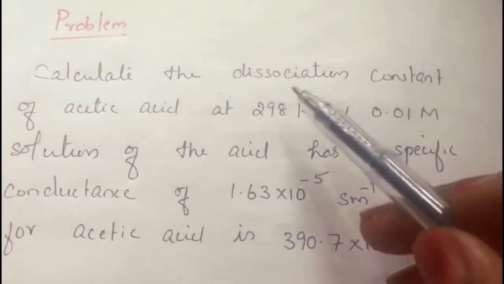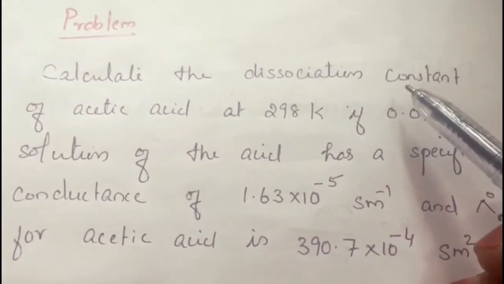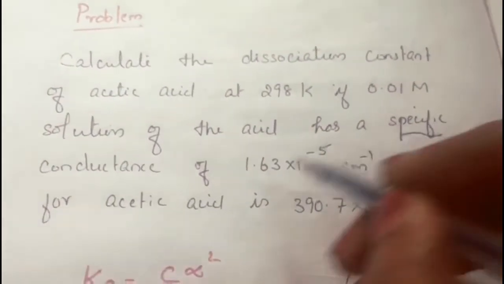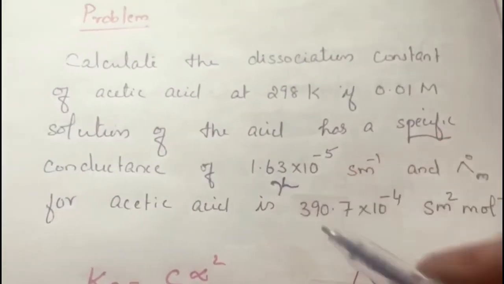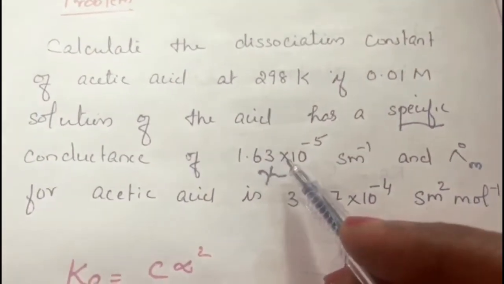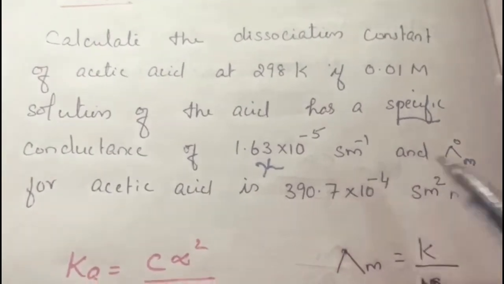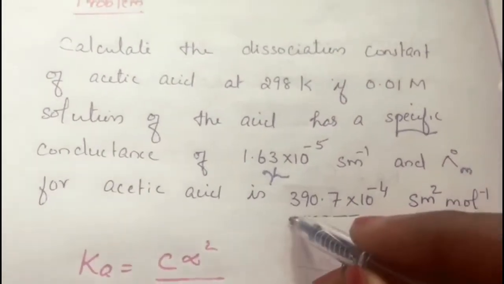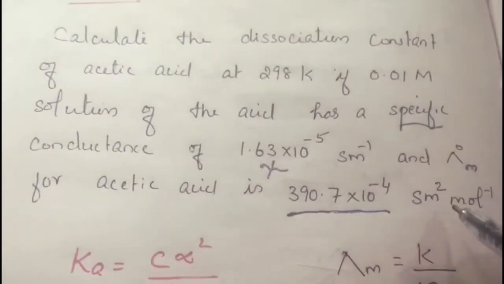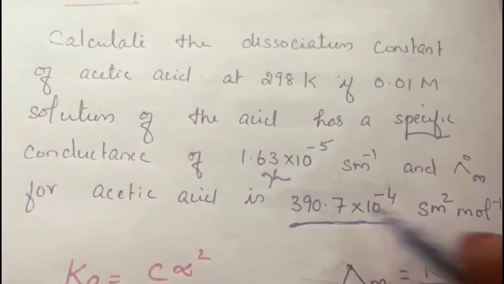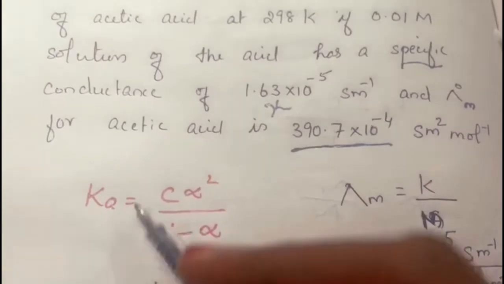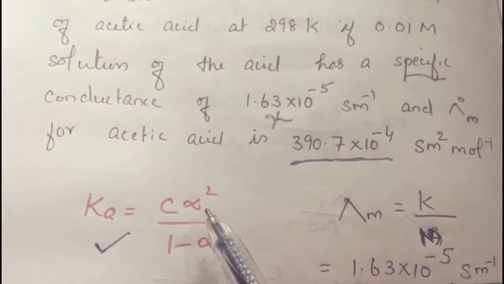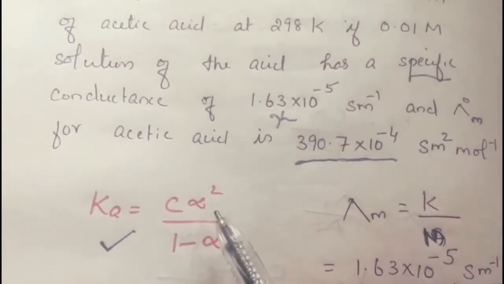In this question we have to find out the dissociation constant, that means Ka. How to find it out? So what is given here? Specific conductance, that means kappa, is given as 1.63 into 10 raised to minus 5 Siemens per meter. And molar conductance at infinite dilution is also given, 390.7 into 10 raised to minus 4 Siemens meter square mole raised to minus 1. So you have to find out Ka, C alpha square by 1 minus alpha. This is our question. So for that first we have to find out the alpha. Alpha is degree of dissociation, then we have to substitute here.